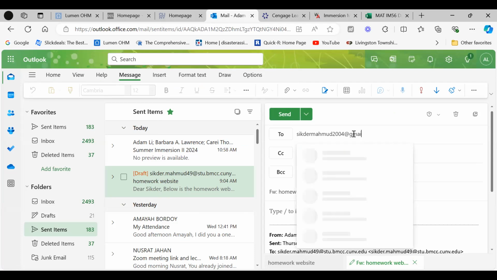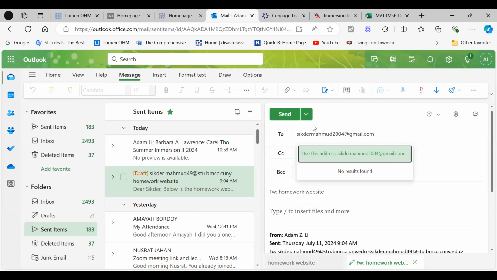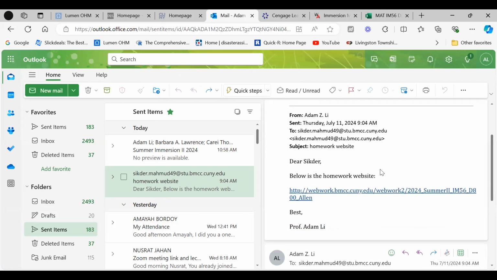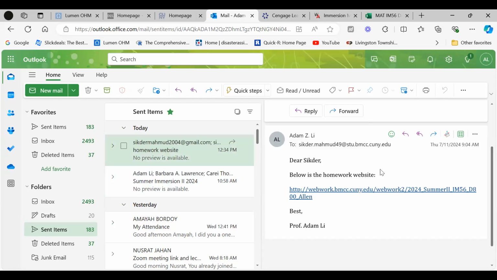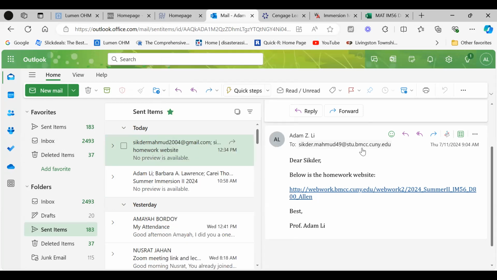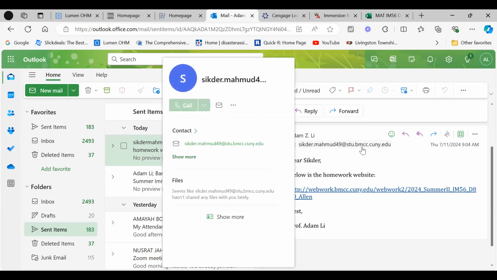Okay, I'm going to send it over. Check your Gmail right now. I just forwarded you the email. I want to make sure you get this email. Yeah, I got it. Very good. If you have an issue with this BMCC email, you should go down to the main building on the first floor. There's a help desk. They can help you recover your BMCC email.